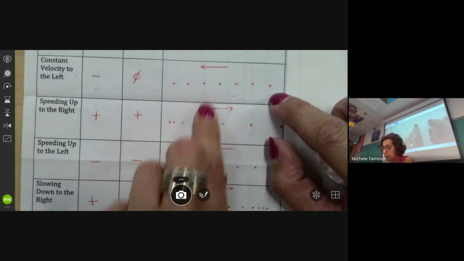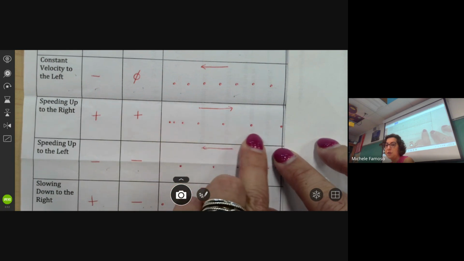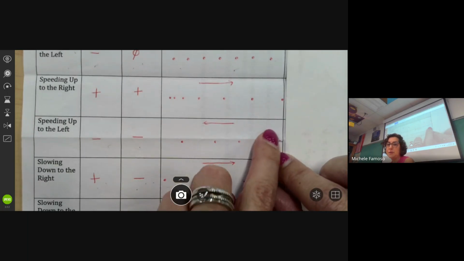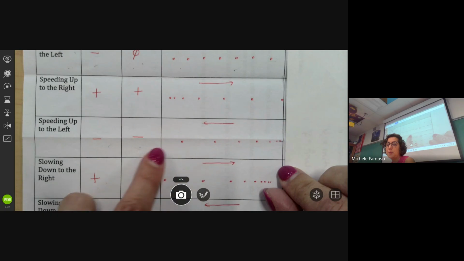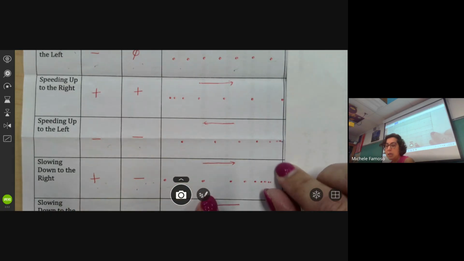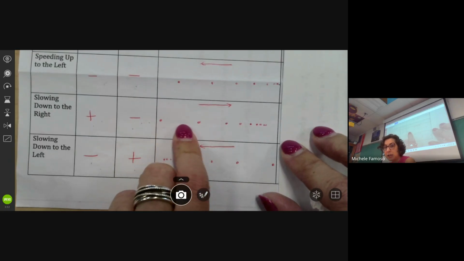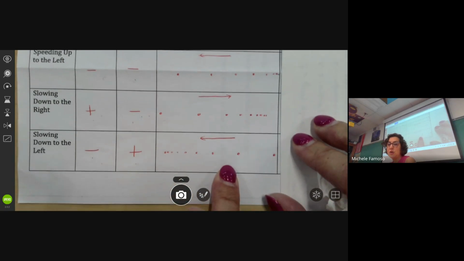If you are speeding up as you go to the right, you're going to read this from left to right, and the dots get further and further apart. If you're speeding up as you go to the left, you're reading this from right to left, so arrow pointing to the left, and the dots are getting further and further apart as you go from right to left. If you're slowing down as you go to the right, so the arrow's to the right, we see our dots getting closer and closer. If you're slowing down as you go to the left, we read this with an arrow to the left. Reading it to the left, we see the dots getting closer and closer.